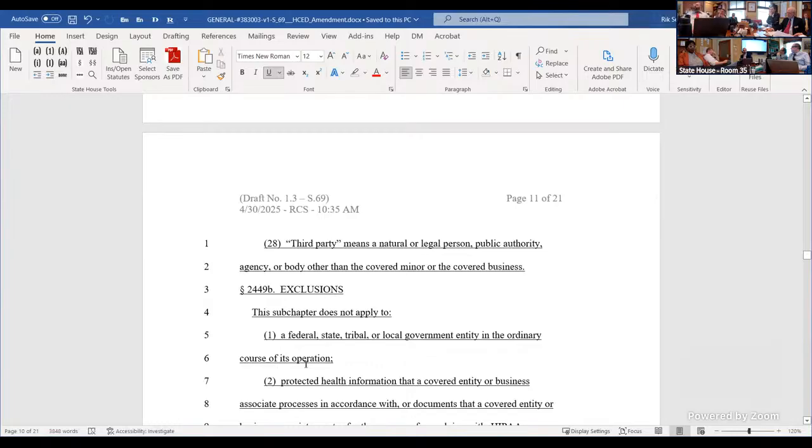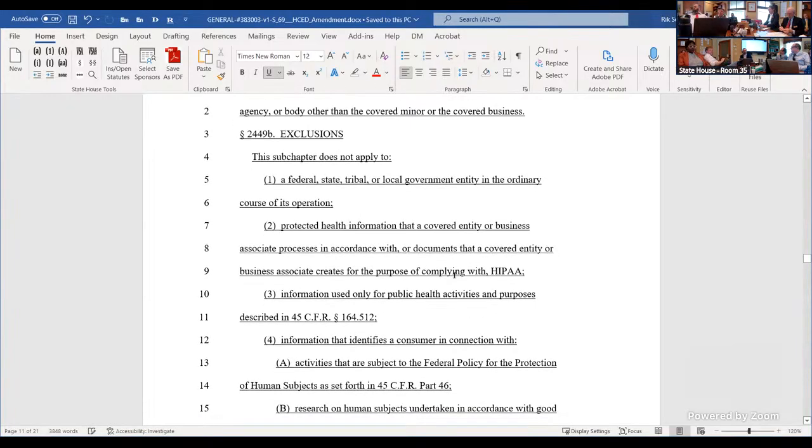Okay, so those are the definitions. The next section, I talked about the kind of narrowing of the bill. So the exclusion section is obviously, even if you are a covered business, you would be excluded because you are listed here as an exclusion to the act.